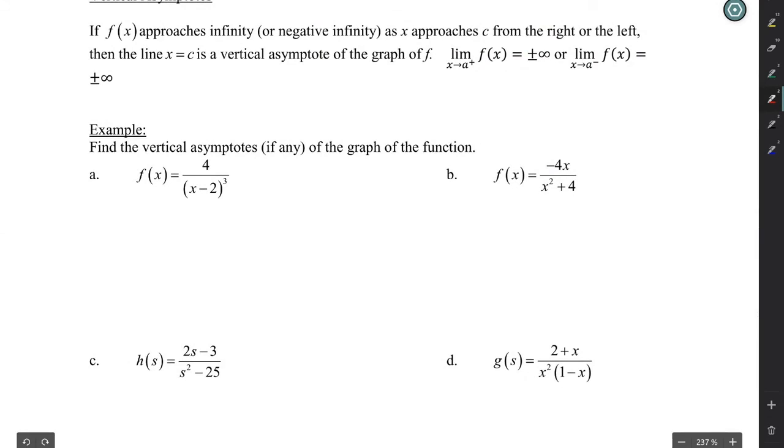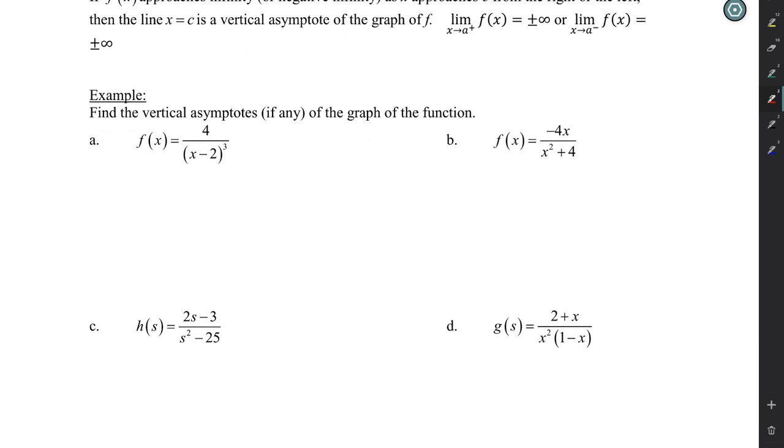Vertical asymptotes. If f of x approaches infinity or negative infinity as x approaches c from the right or the left, then the line x equals c is a vertical asymptote of the graph of f. So the limit as x approaches a from the right would be positive or negative infinity, and the limit as x approaches a from the left would also be positive or negative infinity. So some review on finding vertical asymptotes here. This vertical asymptote would be located at x equals 2.